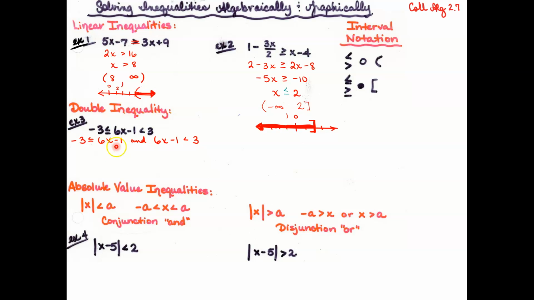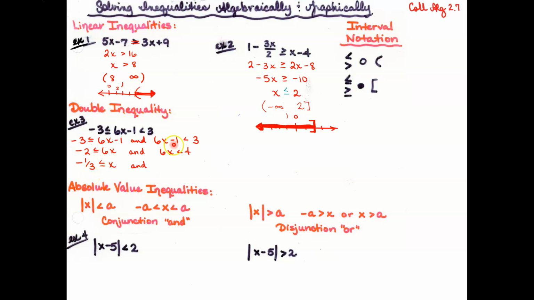I'm going to add 1 to both sides to get all my constants on one side. And then I'm going to divide by 6. I don't have to reverse my inequality sign because I didn't multiply or divide by a negative. I divided by a positive 6. So negative 2 over 6 would be negative 1/3.